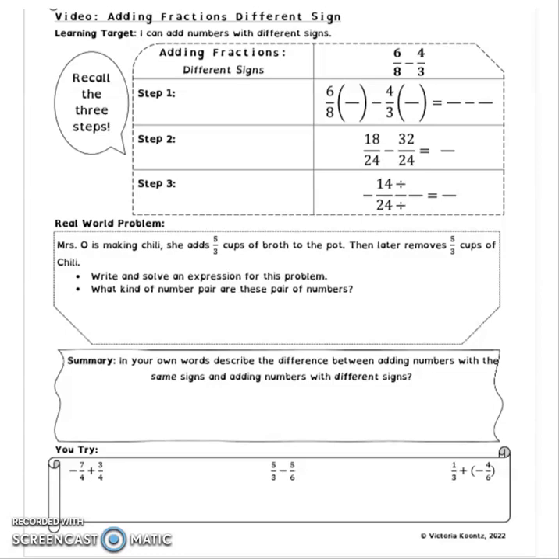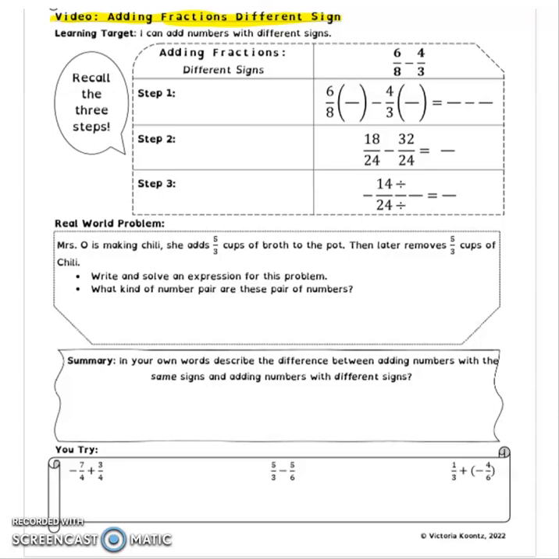Welcome back. Today we are looking at adding fractions with different signs. So, fractions, kind of scary, but we have them broken down into 3 different steps, which makes them a little bit easier. Different signs, remember that refers to positives and negatives. So plus signs, minus signs, counting up and counting down, okay?